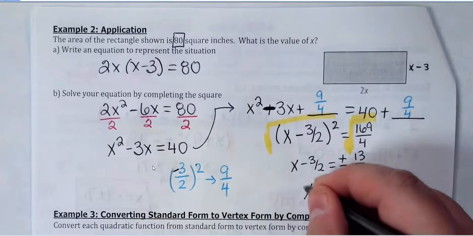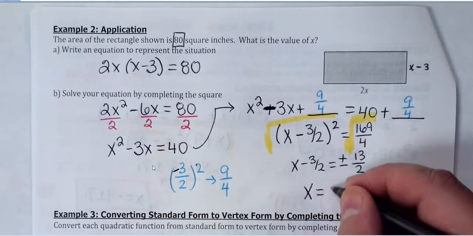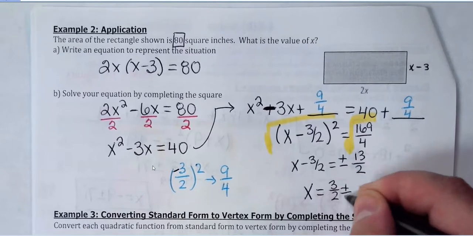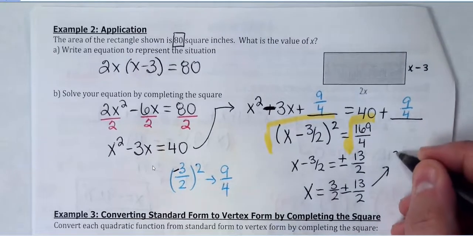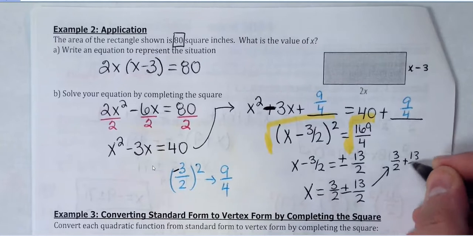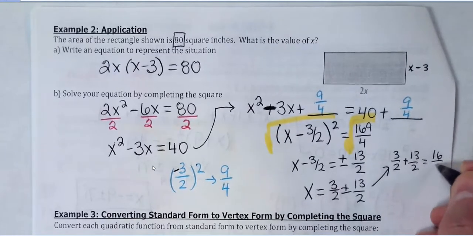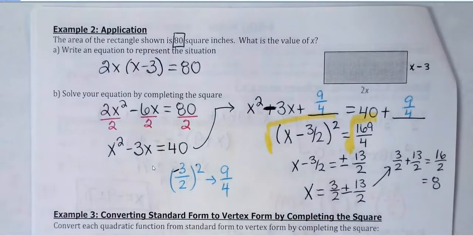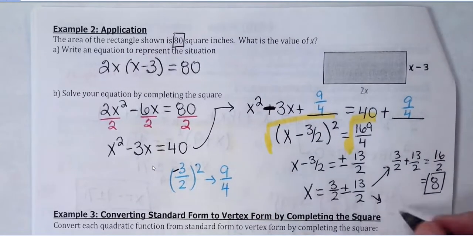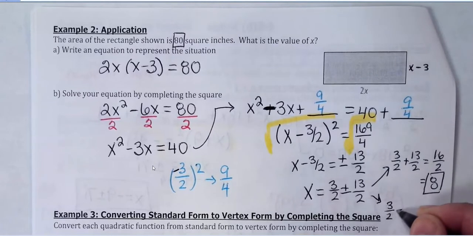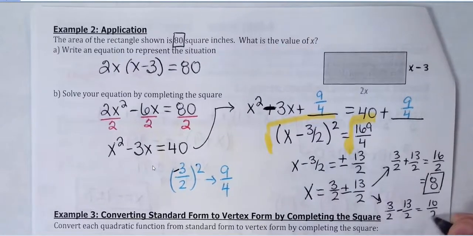Okay, so my two options here, I'm going to add that 3 over 2 to get it away from the x. So 3 over 2 plus or minus 13 over 2. Okay, 3 over 2 plus 13 over 2 would give me 16 over 2, which is just 8. You don't have to write all that out. I'm just trying to show you where it comes from. So one of my answers is 8 for that equation. My other answer, 3 over 2 minus, because it was plus or minus, so the minus 13 over 2, that would give me 10 over 2, which would be -5.